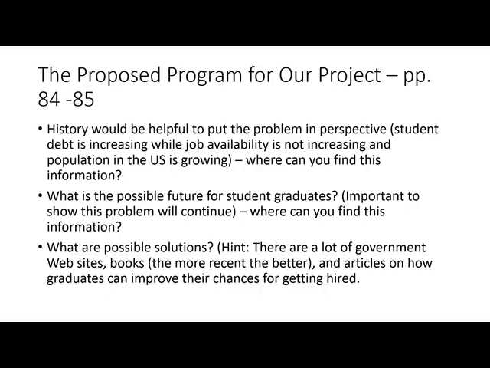And then the question you need to answer and to write into the proposed program is, where can you find this information? And finally, you need to be sure to research what possible solutions are. Now, I've given you a hint here. There are a lot of government websites and books. The more recent a book you have, the better, because the ways that we're networking have changed because we're using Facebook, we're using LinkedIn and online things. So you need to have books that are fairly recent to get all the good data. There are also a lot of articles out there on how graduates can improve their chances of getting hired.